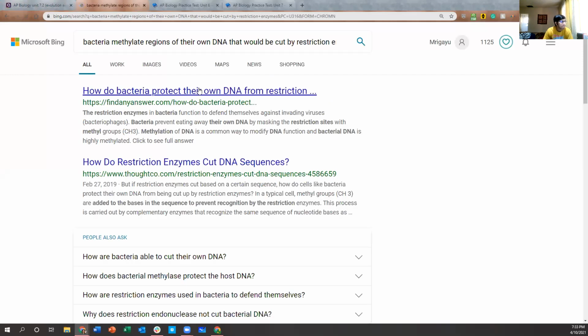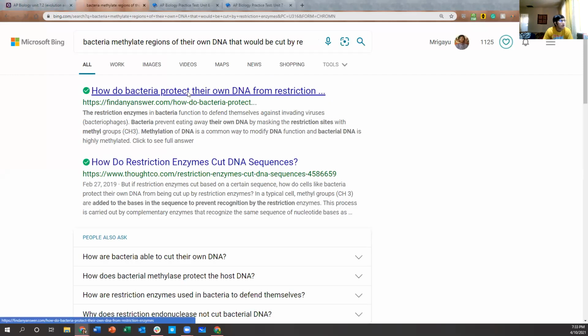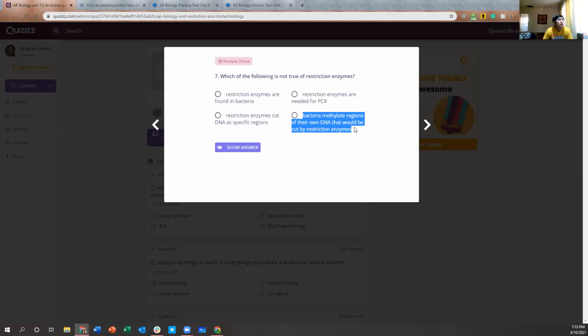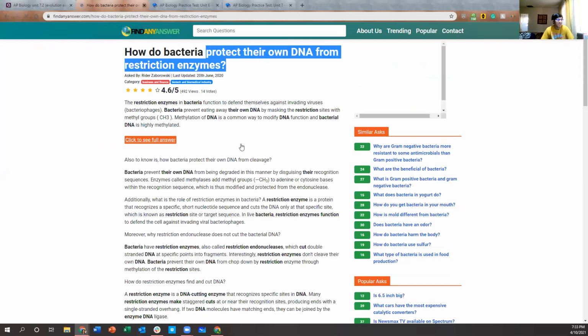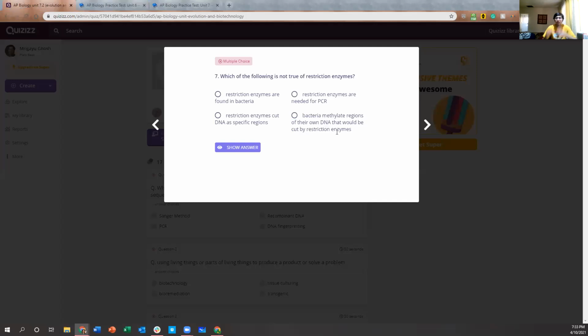Bacteria methylate regions of their own DNA. Why would that be the case? Let's see. Oh, okay, that makes sense. That would be cut, so this is to protect against that. So our reasoning was essentially right, it just wasn't applied properly. Bacteria protect their own DNA from restriction enzymes by methylating it, so by making their DNA tighter, the restriction enzymes can't cut it properly. They're protecting their DNA. Okay, so good. And that would also justify this answer: restriction enzymes are needed for PCR is the statement that's not true for restriction enzymes.